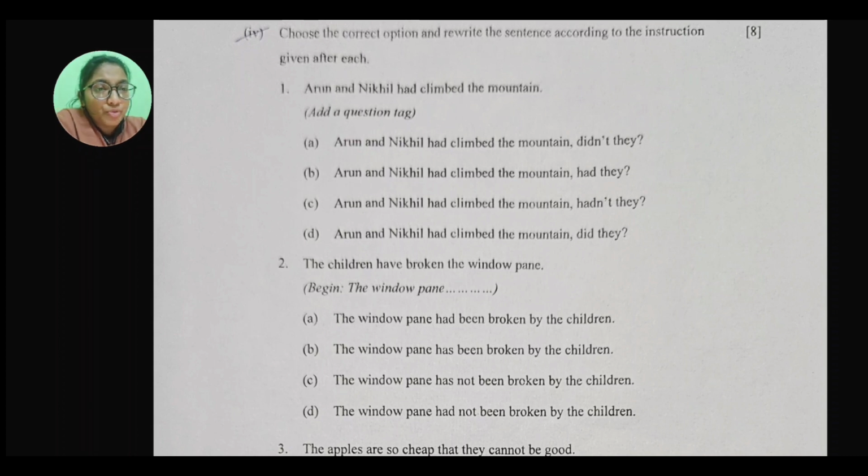Here comes our choose the correct option and rewrite the sentence according to the instructions given. Arun and Nikhil had climbed the mountain. We have to add a question tag over here. As a rule of a question tag, we know the sentence is positive over here. So in that case, we will add a negative question tag. Over here in the sentence, we have had as the helping verb. So the question tag must be hadn't. So that goes with option number C over here. Arun and Nikhil had climbed the mountain, hadn't they? That is the correct answer.